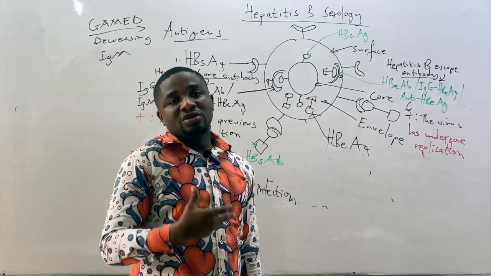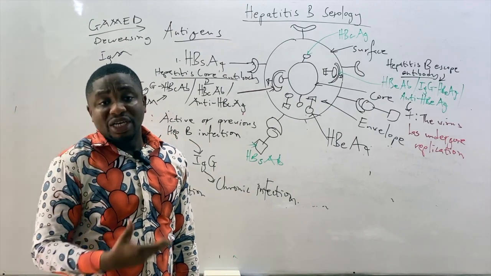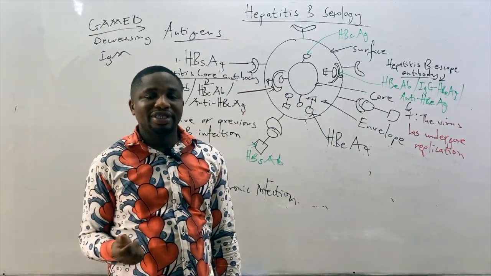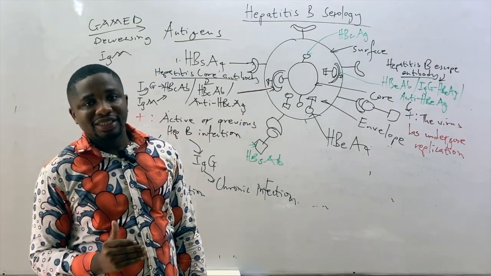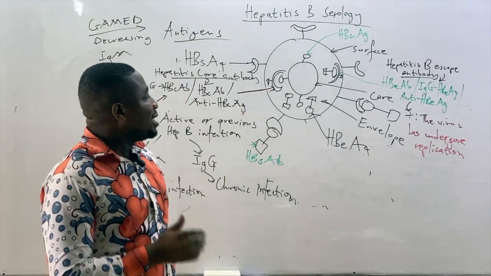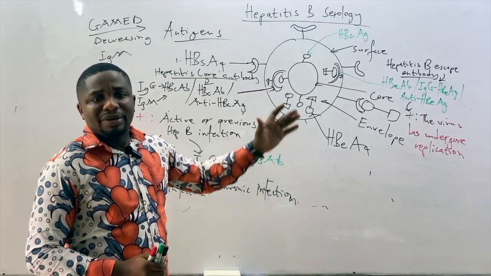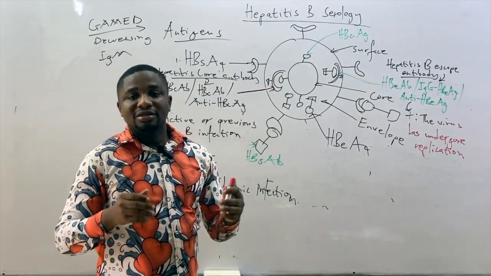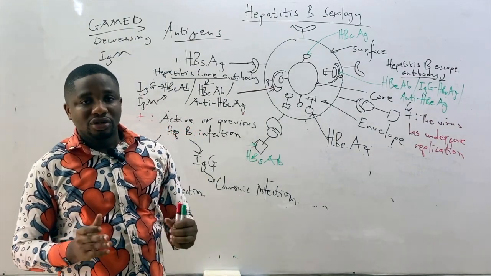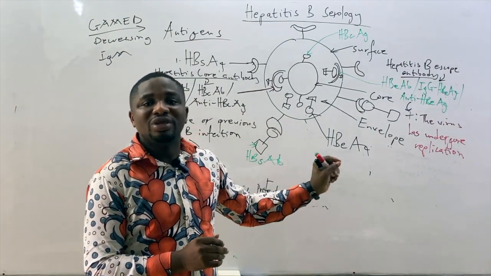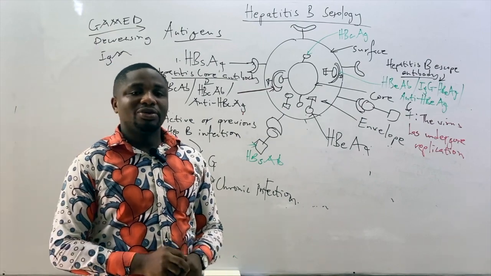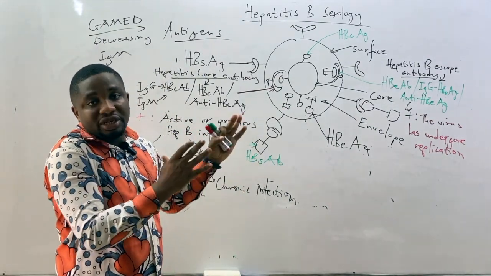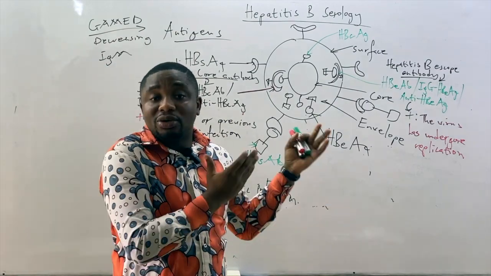It tells you how infectious the patient is and the probability of transmitting that infection to another patient. So if it is positive, the chance of transmitting is very high. Then we talked about the hepatitis B core antigen, which is not clinically significant because those antigens are unable to leave the core into the circulation. Then we ended the descriptions concerning the antigens.